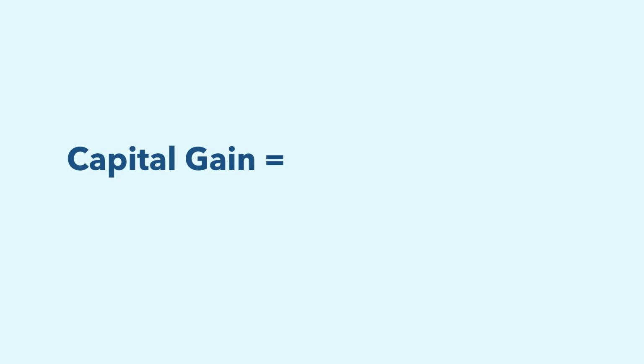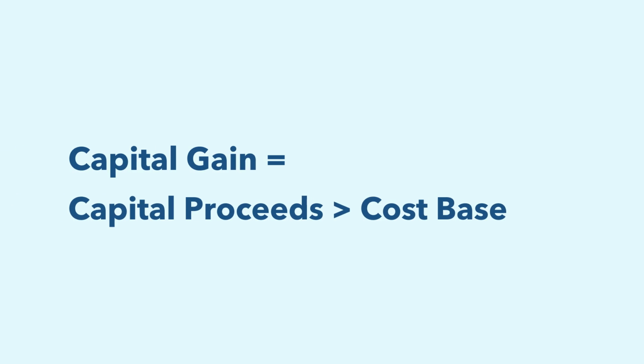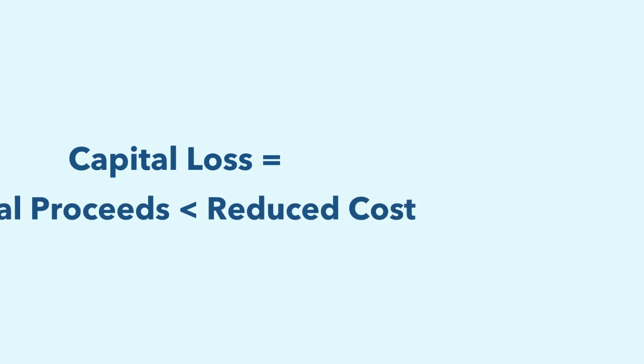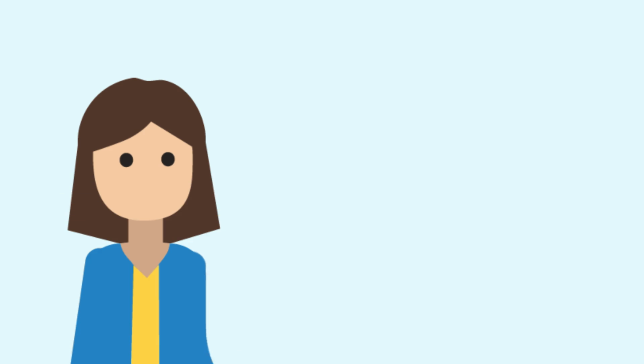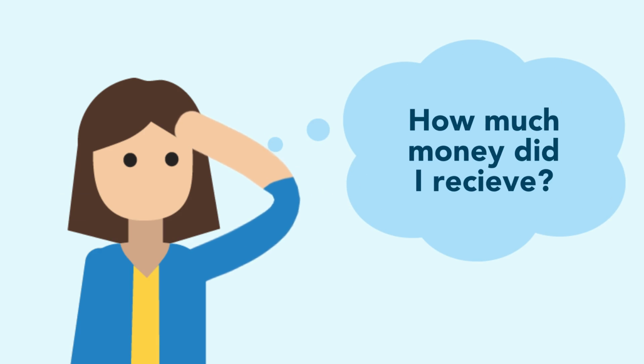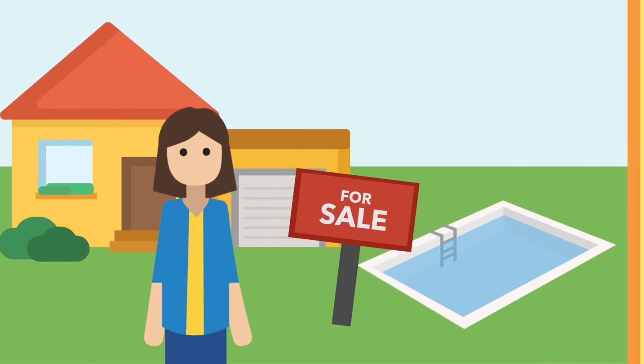She will make a capital gain if her capital proceeds exceed her cost base. She will make a capital loss if her capital proceeds are less than her reduced cost base. Capital proceeds are generally the money you have received or are entitled to receive in connection with the CGT event.